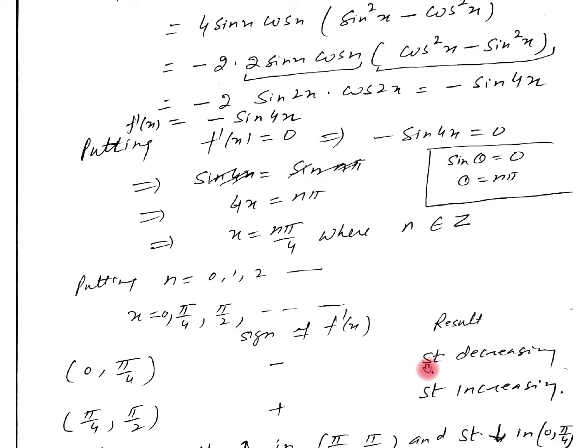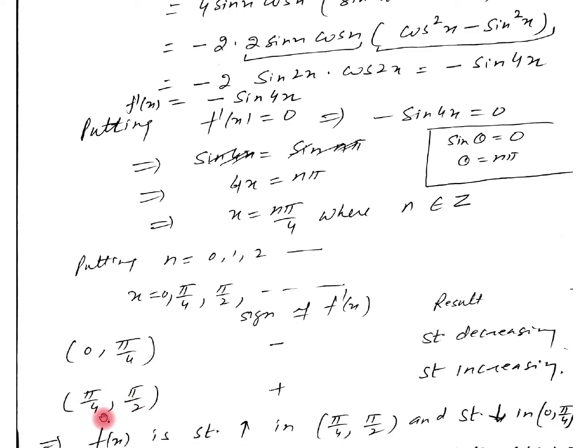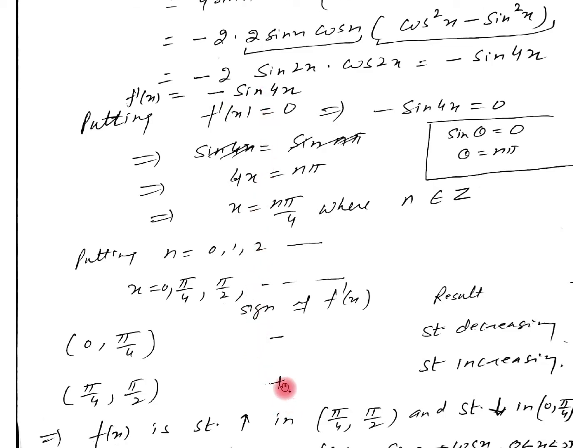It means our function is what? Strictly decreasing in this interval. Then I take the second interval. Again I am choosing any value in this interval. Suppose I am choosing 60 degree. Lying in this interval, when I put 60 degree here, it becomes minus sine 240 degree. And it lies in the third quadrant, and third quadrant sign is negative. Negative into negative becomes positive. Therefore, the sign of f dash x is positive.